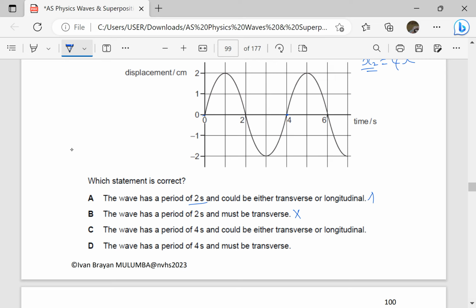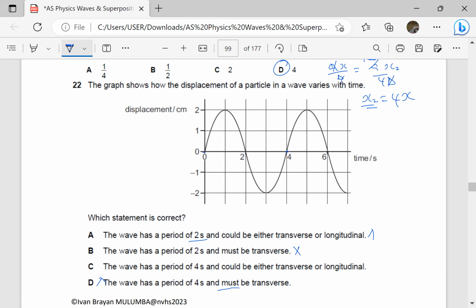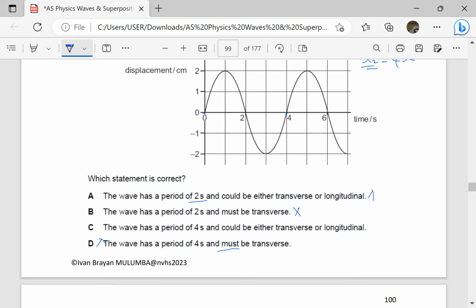transverse or longitudinal. The wave has a period of 4 seconds and must be transverse. This is not true. We can represent a transverse or longitudinal wave in the same way, because for both, they have points where particles vibrate with maximum displacement, which we call amplitude. So this could be transverse or longitudinal, but it is a progressive wave, therefore not a stationary wave. Therefore, the answer is going to be C.